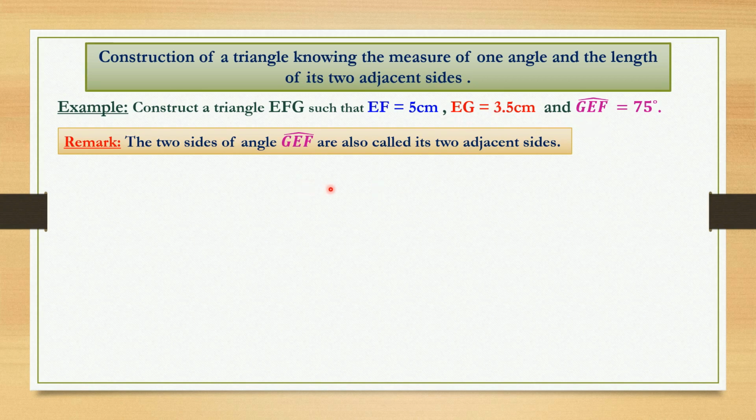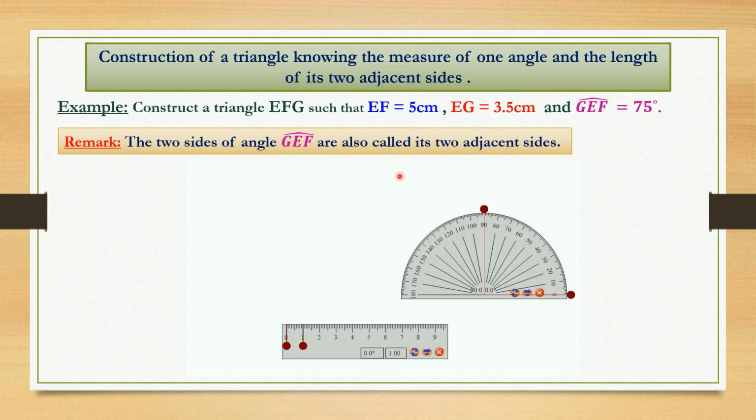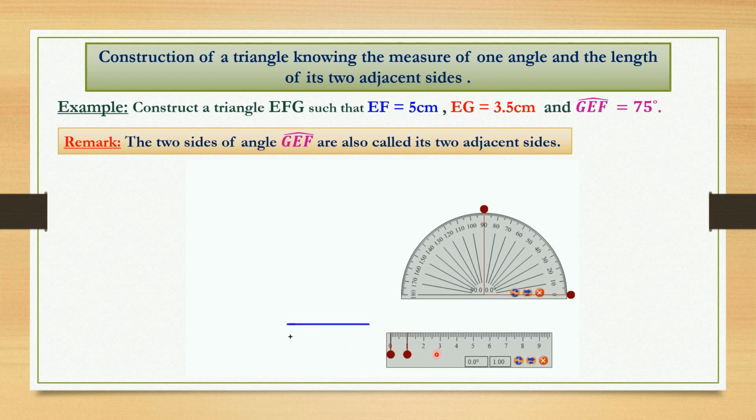Now let's watch an animation of how to do this construction. So first we draw a side, segment EF, of length 5 centimeters using our ruler, and we name it EF and we write its length, 5 centimeters.